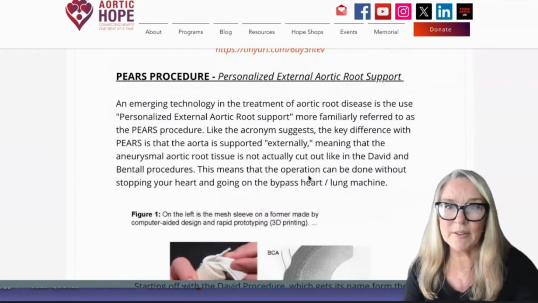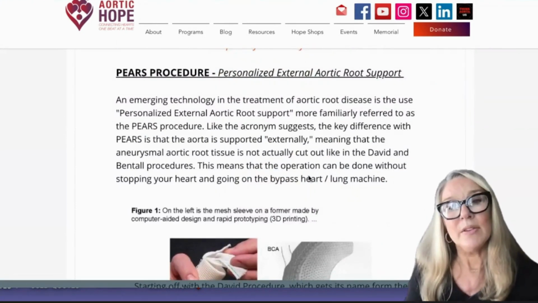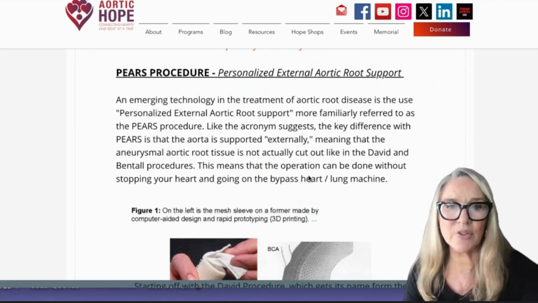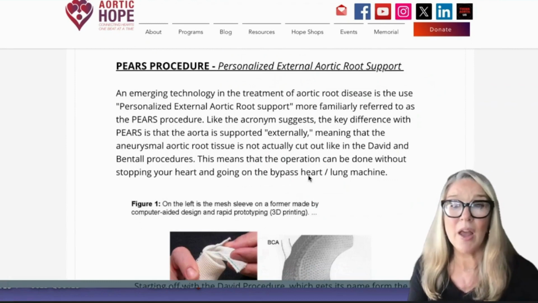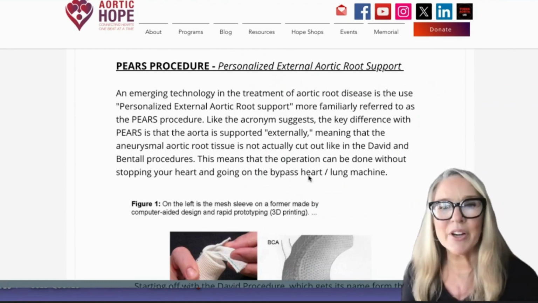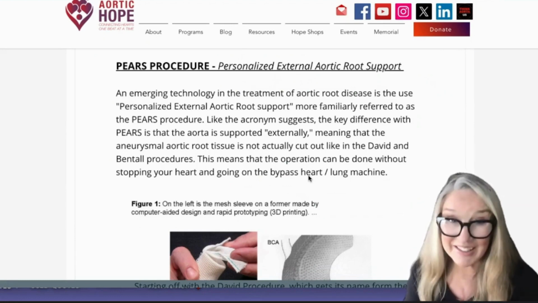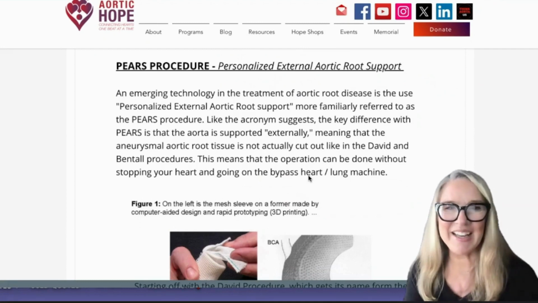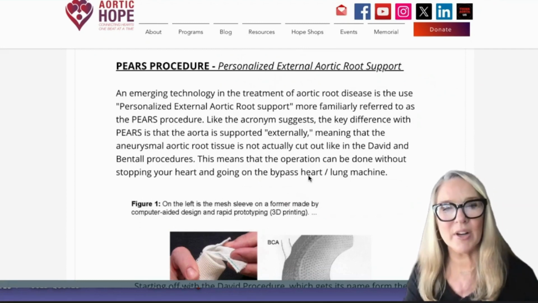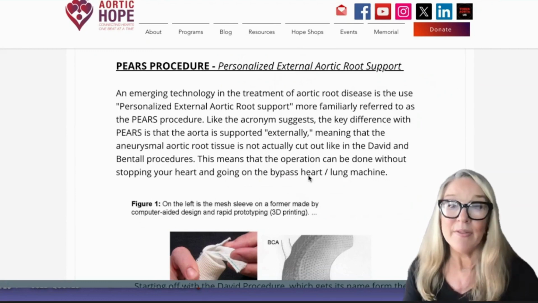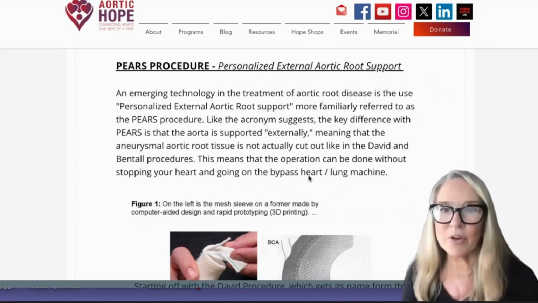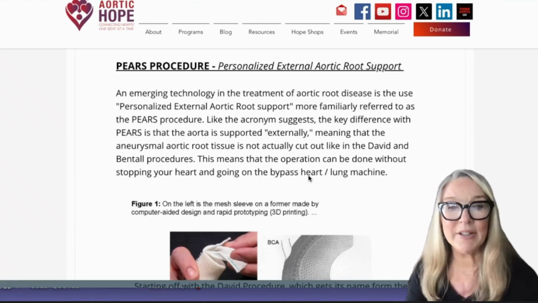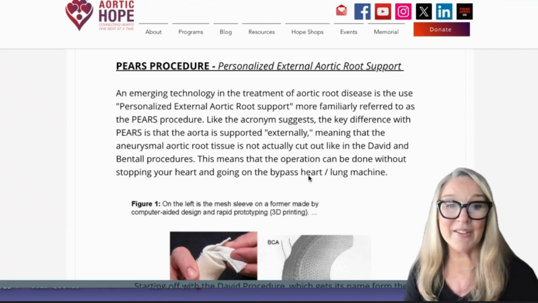Our third procedure is the Pears procedure. It stands for Personalized External Aortic Root Support. An emerging technology in the treatment of aortic root disease is the use of personalized external aortic root support, more familiarly referred to as the Pears procedure. Like the acronym suggests, the key difference with Pears is that the aorta is supported externally, meaning that the aneurysmal aortic root tissue is not actually cut out like in the David and Bentall procedures. This means that the operation can be done without stopping your heart and going on the bypass heart-lung machine.